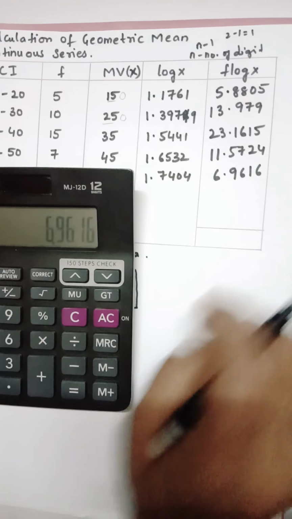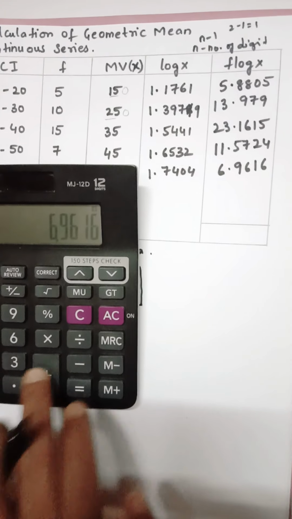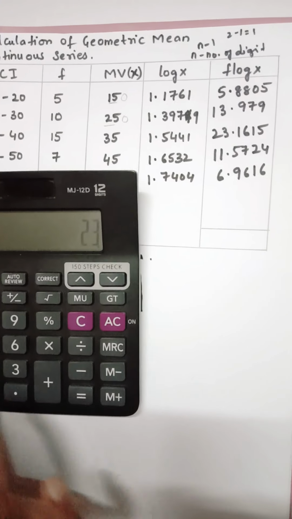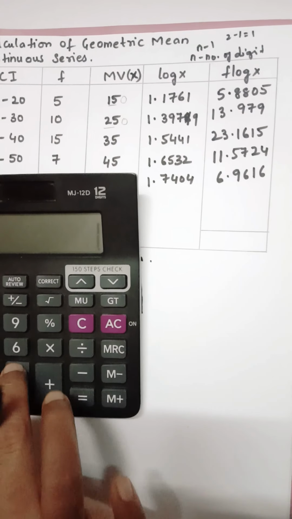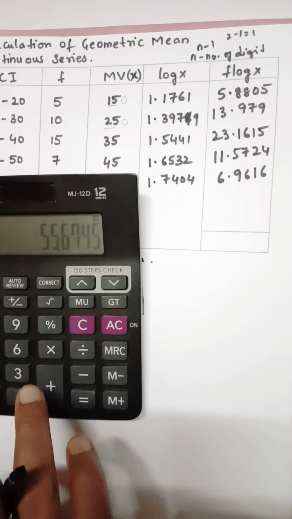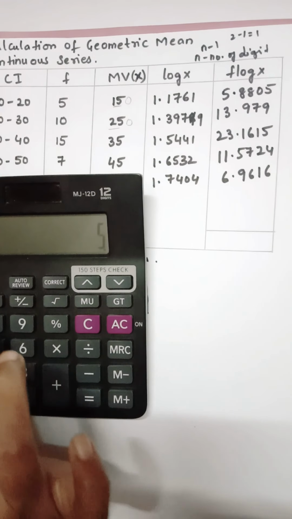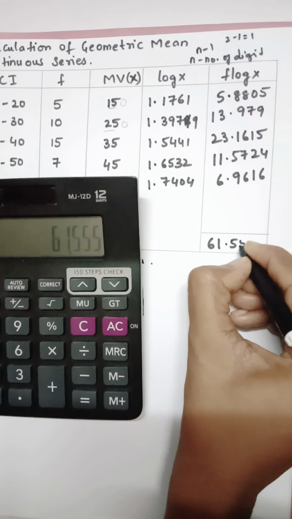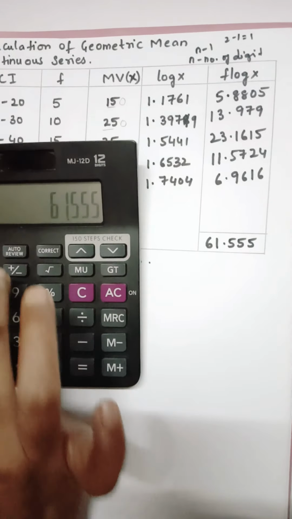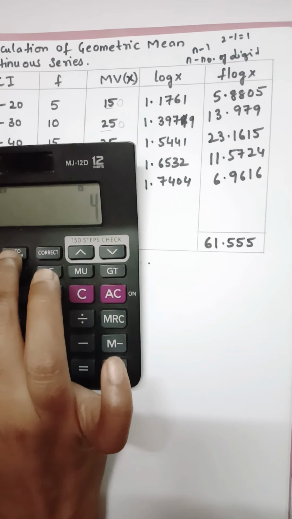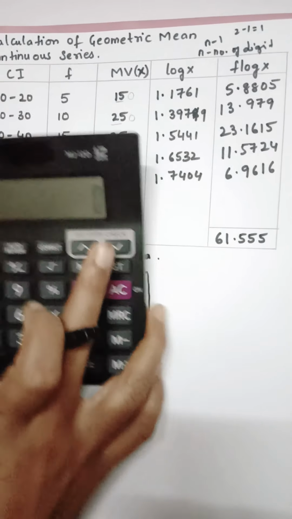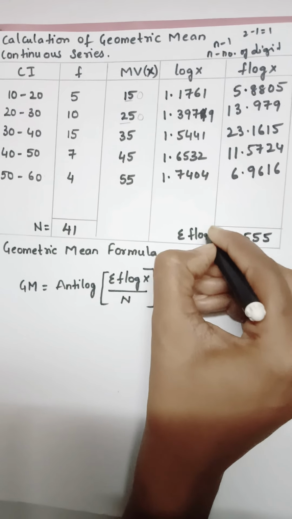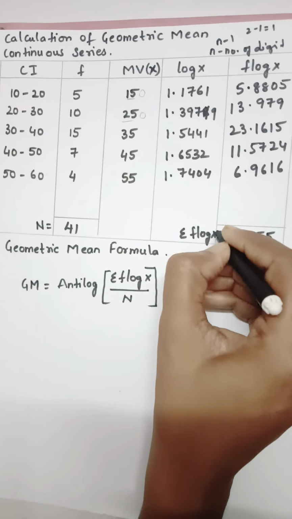We need to add all these values: 6.9616 plus 11.5724 plus 23.1615 plus 13.979 plus 5.8805. The total is 61.555. This is called the sigma f log x value.